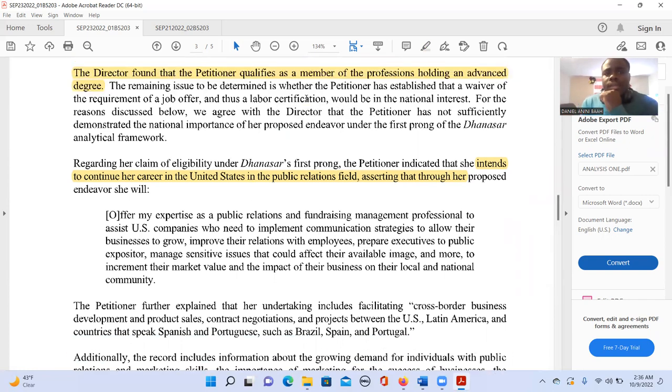The main issue to be determined is whether the petitioner has established that a waiver of the requirement of a job offer, and thus labor certification, will be in the national interest. For the reasons below, we agree with the director that the petitioner has not demonstrated the national importance of the proposed endeavor. So the petitioner didn't actually demonstrate national importance.